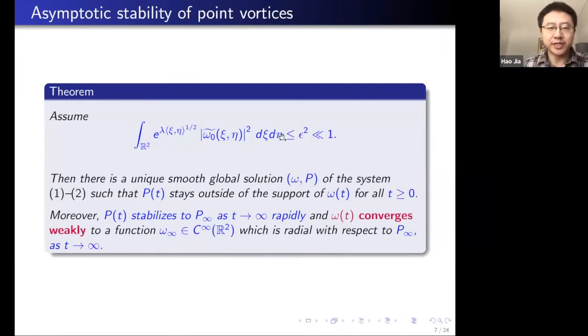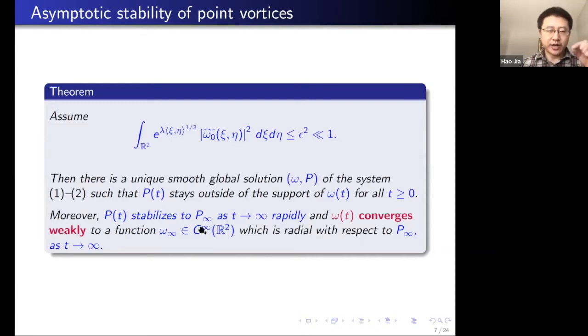Suppose the initial perturbation is like this. Then there is a smooth, unique global solution for the perturbed system of the Euler equation, and this point always stays outside the support of the perturbation vorticity field. Moreover, this point will stabilize to a limiting point very fast as t goes to infinity, and the vorticity field will symmetrize around this point, p_infinity. So omega_t will converge weakly to this function omega_infinity, which is radial with respect to p_infinity. So this is exactly the picture predicted in the vortex symmetrization conjecture.